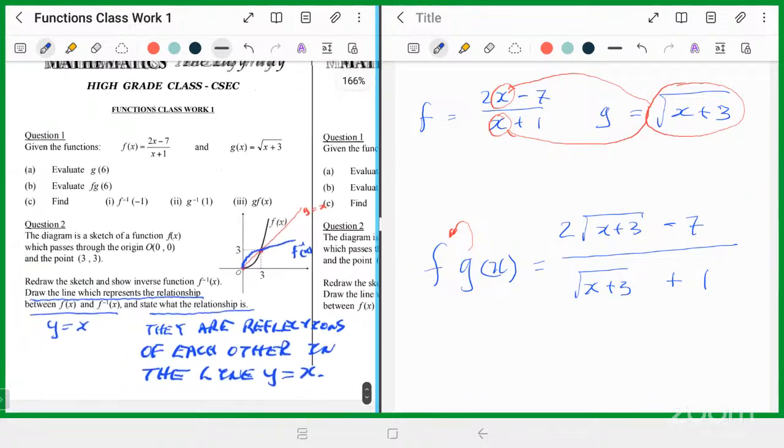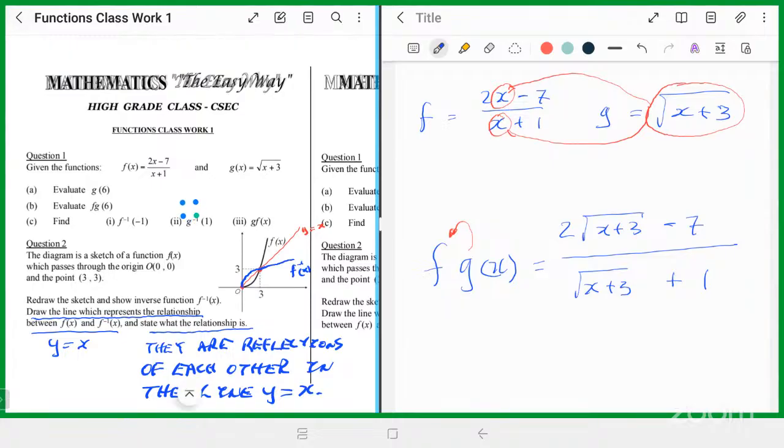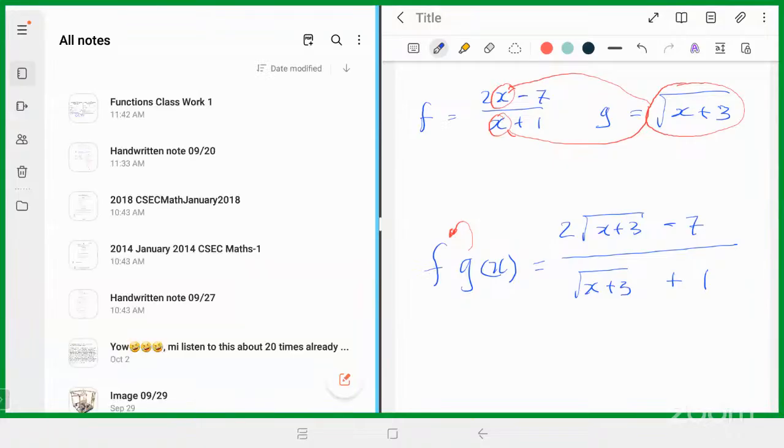Everybody good at that? Everybody okay? Yes, sir. Alright, beautiful. Somebody have a question? No? Alright, let's jump to the papers that I sent in the group now.